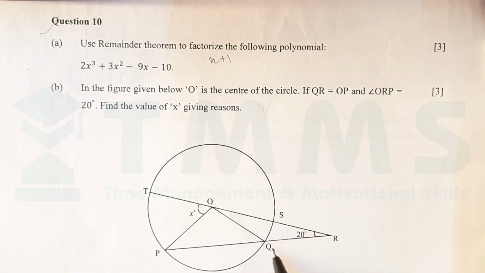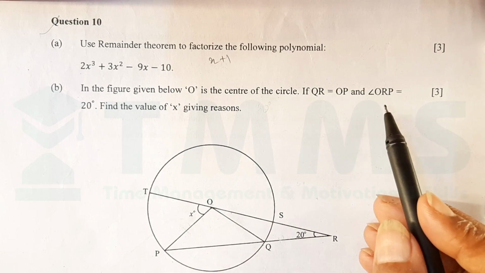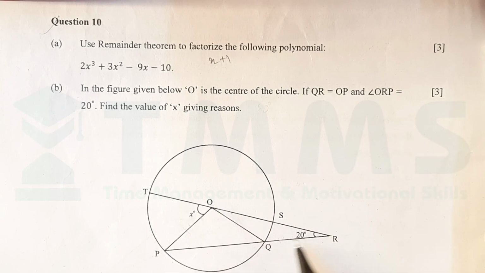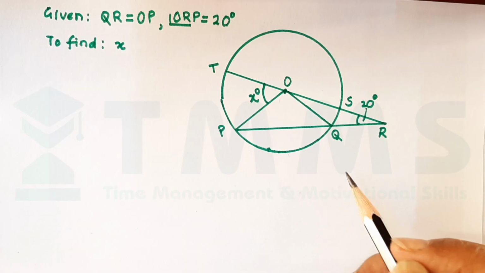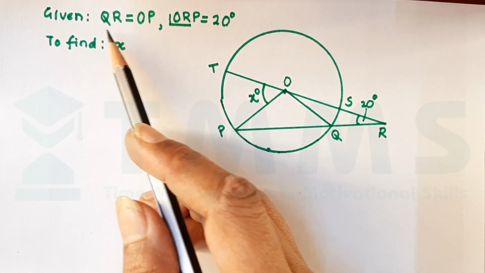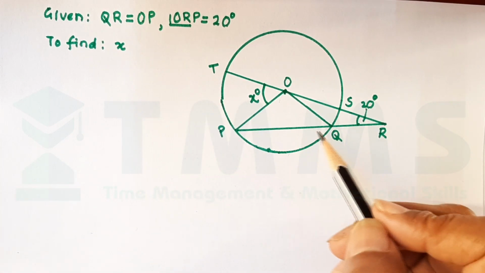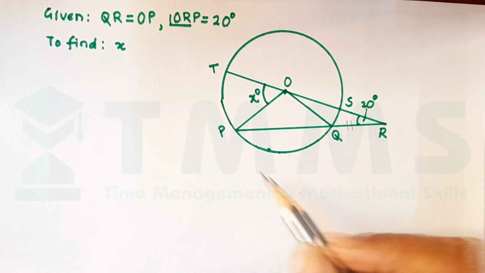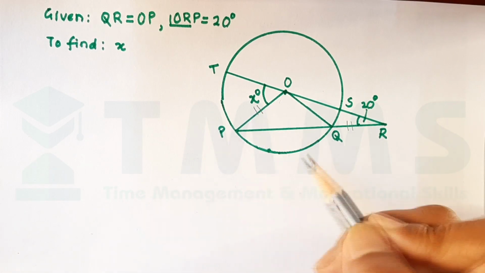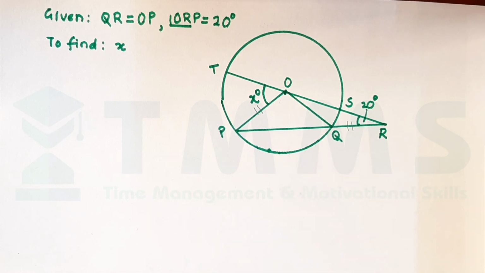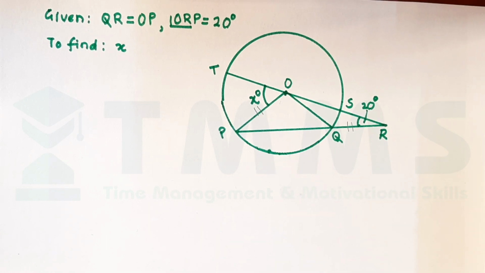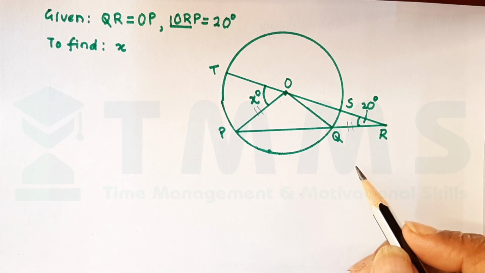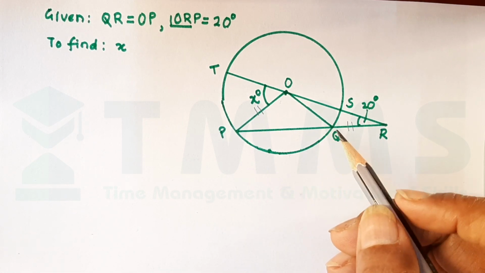Where is our QR? QR is equal to OP. This is equal to this, and angle ORP, this is 20, and we have to find this. So let us first draw the diagram. Look at the diagram now. QR is equal to OP. So we have QR, that is this one, is equal to OP, that is this one. Now, majority of the times, the circle diagrams can be confusing because they may not be according to the scale. But that should not stop us from getting the answer.